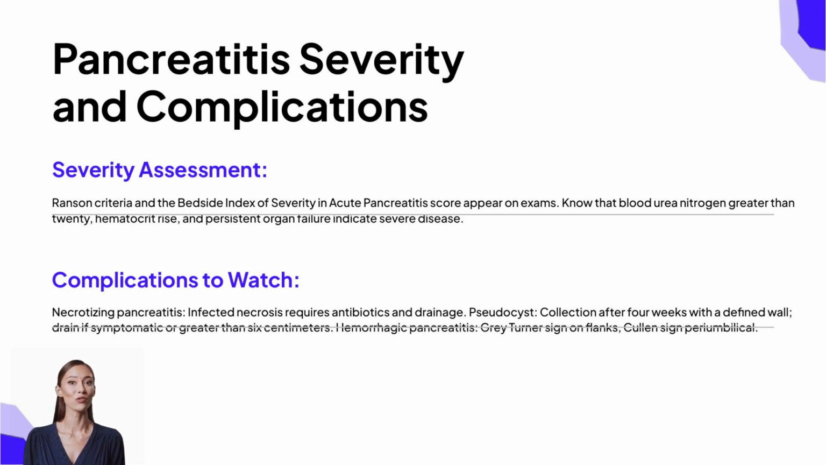Pseudocysts develop after 4 weeks and are drained if symptomatic or larger than 6 centimeters. Hemorrhagic pancreatitis presents with grey Turner sign on the flanks and Cullen sign around the umbilicus.